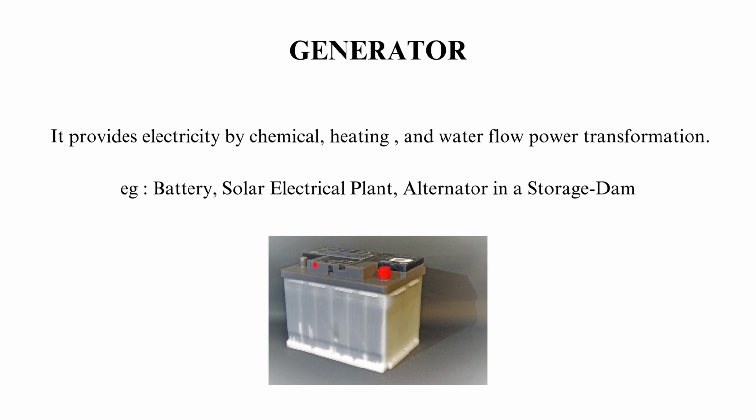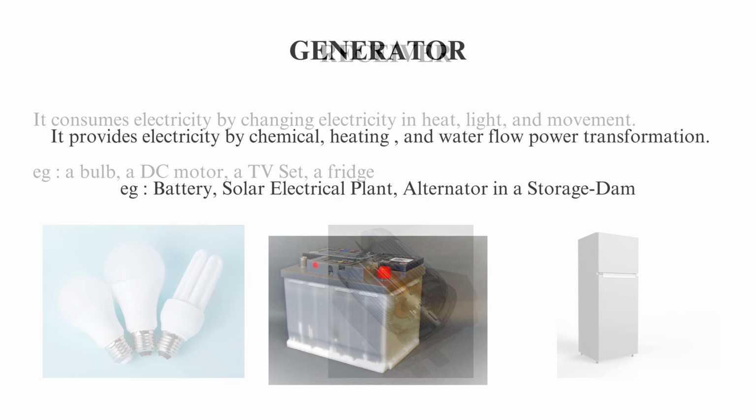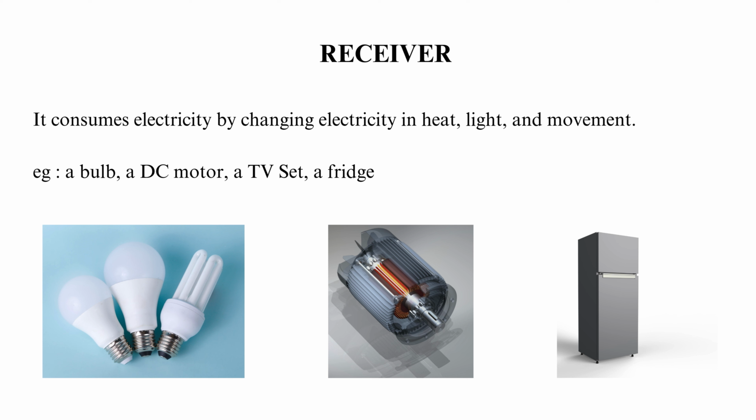Generator. It provides electricity by chemical, heating and water flow power transformation. Example, battery, solar electrical plant, alternator, a storage dam. Receiver. It consumes electricity by changing electricity into heat, light and movement. Example, a bulb, a DC motor, a TV set, a fridge.